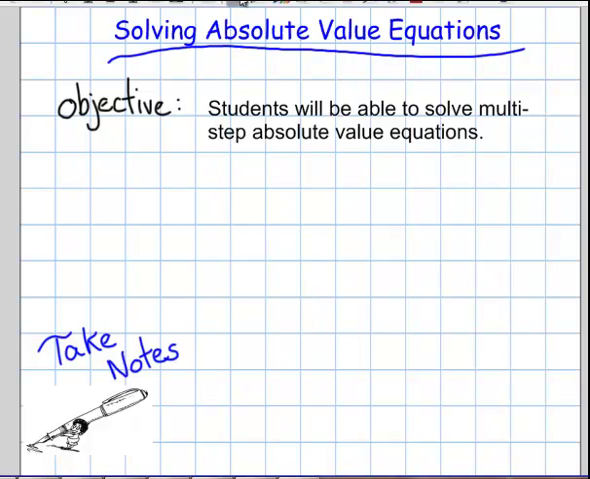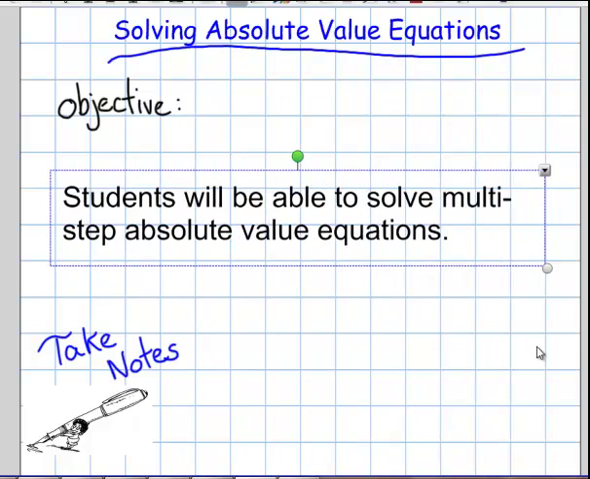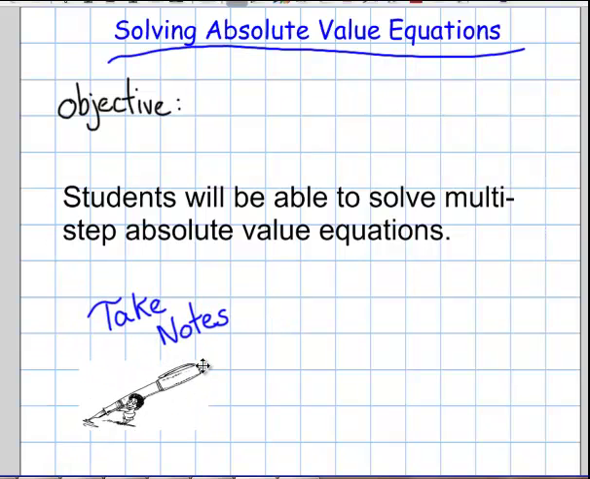Okay, hello students. The objective for today is we will be solving multi-step absolute value equations. So you can see down here that I'd like you to take notes on this video.